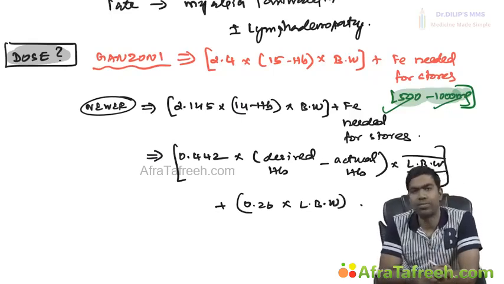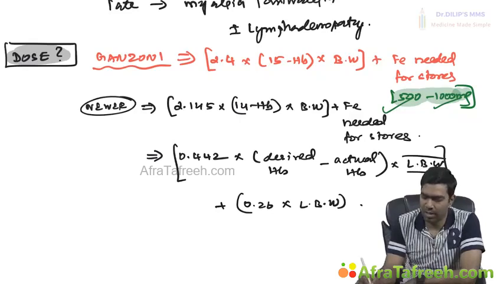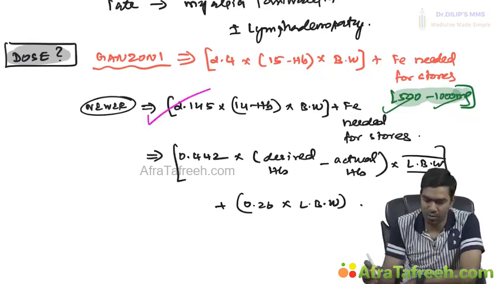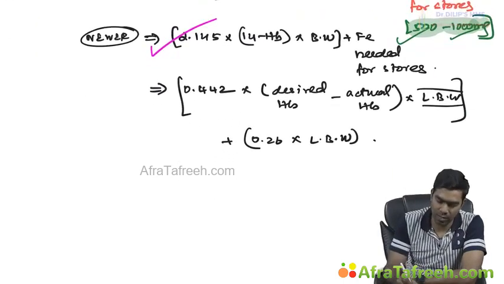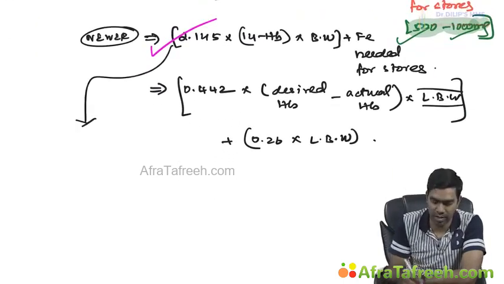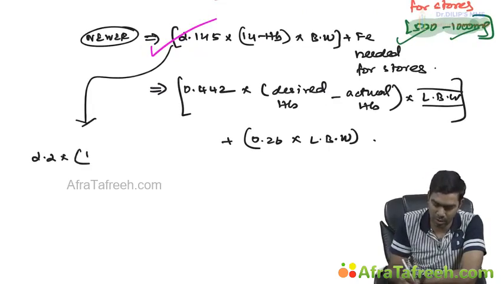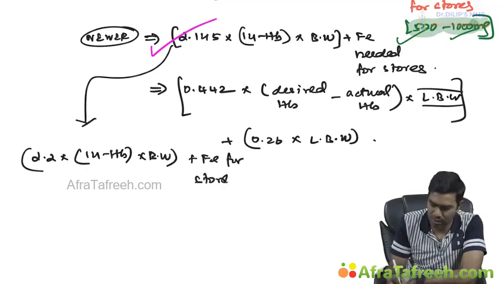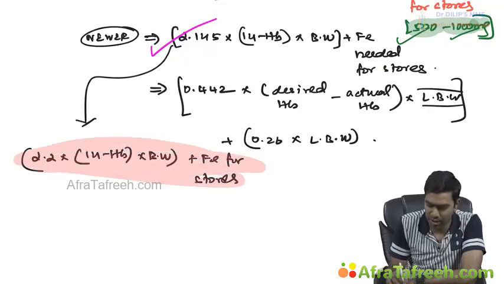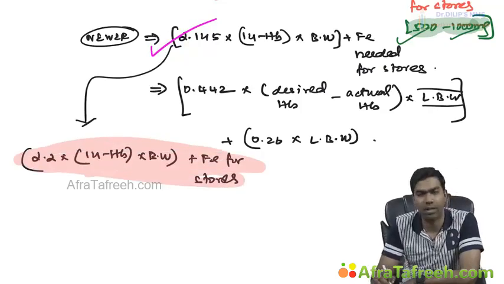So these are the newer and more accurate formulas, but in exams I will suggest you to use this formula. So easily you can use this formula. In exam, whenever they ask you to calculate the amount of iron needed, you can simply put 2.2 multiplied by (14 minus hemoglobin) multiplied by body weight, plus iron for stores. You can use this formula for exam. If somebody asks you, you can use this formula for calculation purposes.